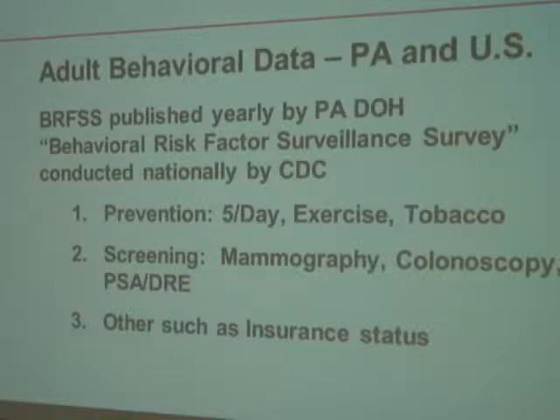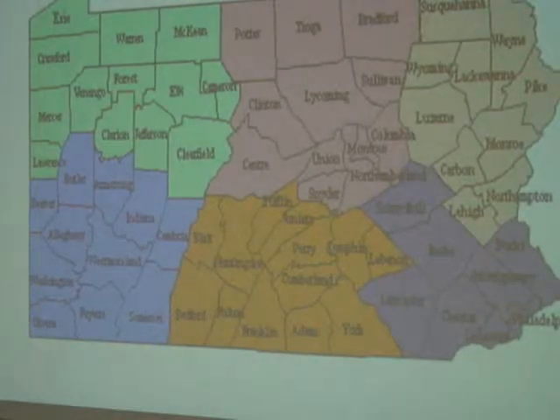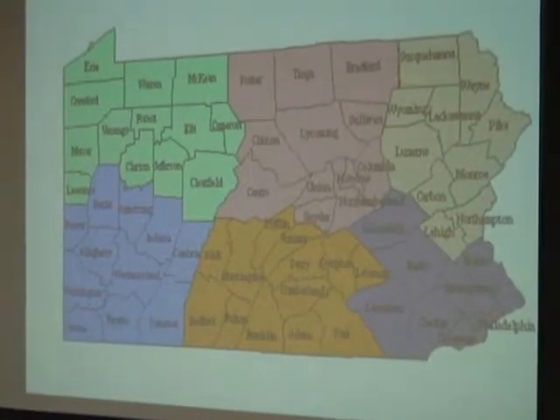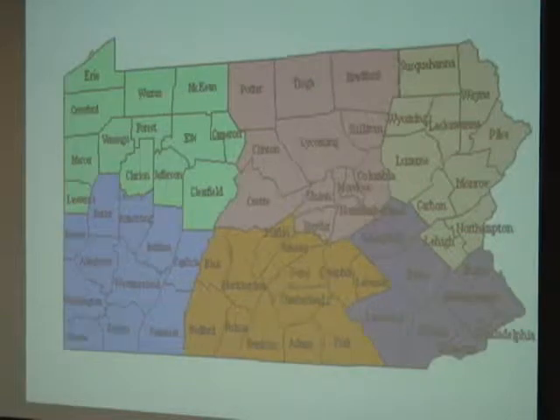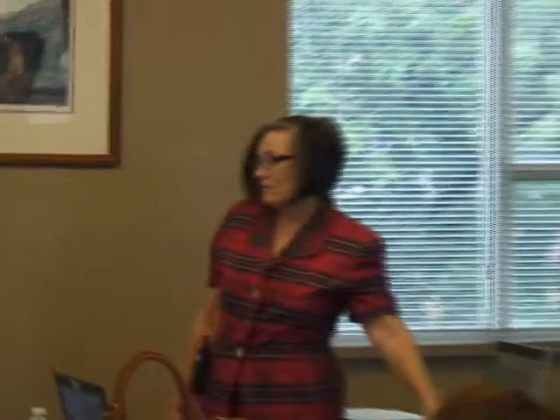So the behavioral data set is one that you should be using in your work, or someone in your team should be using. And you can get it by county sometimes. You definitely can get information by the regions of the Pennsylvania Department of Health. And there's an example of a map of the regions. And you also can certainly get it for the state and the nation. So it's an important, informative website about how well are we doing and where are the gaps and problems related to certain kinds of population groups and healthy behaviors.